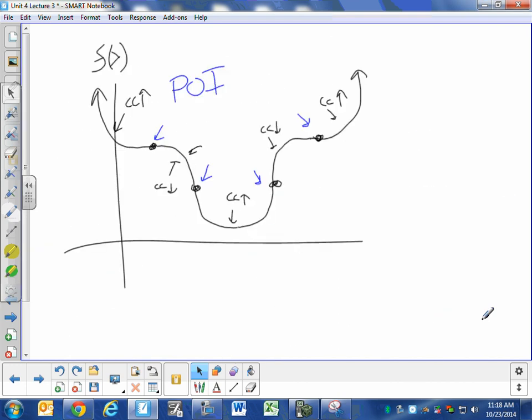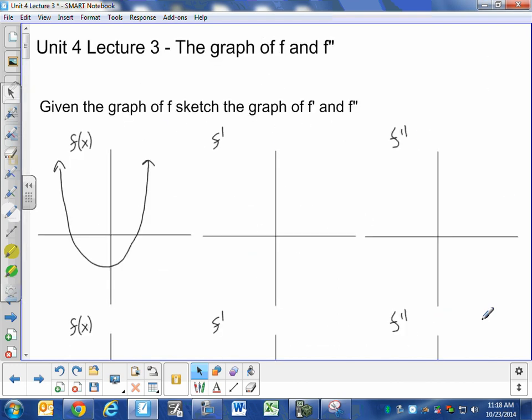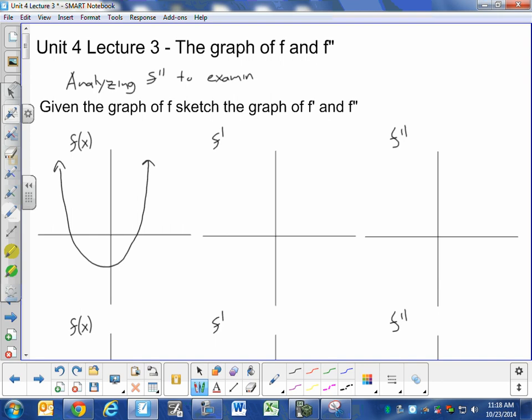So Unit 4, Lecture 3. Analyzing, you probably don't have to write it like that. It's analyzing f double prime to examine the concavity of f.